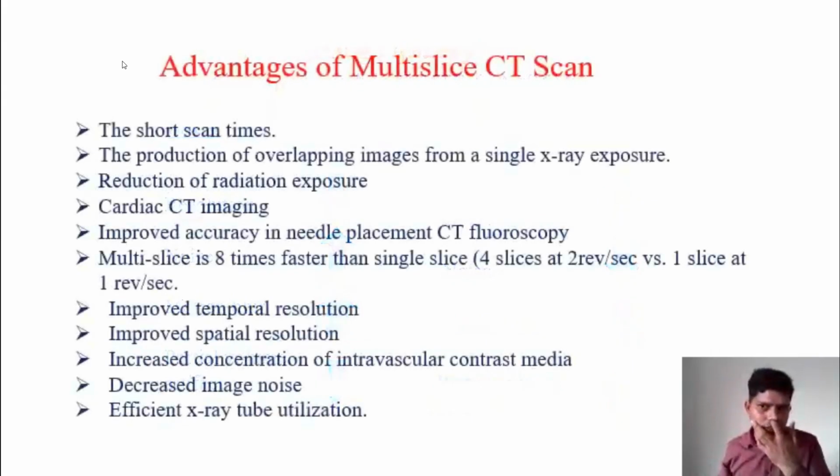So what are the advantages of multi-slice CT? The short scan time, and the production of overlapping images from a single X-ray exposure. Then reduction of radiation exposure, cardiac CT imaging is possible due to multi-slice CT, improved accuracy in needle placement during CT fluoroscopy, and multi-slice CT is 8 times faster than single slice, as you can see in the calculation given here.